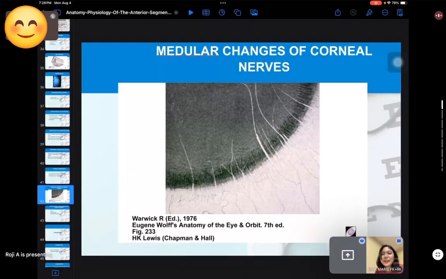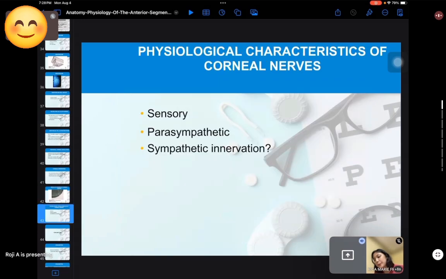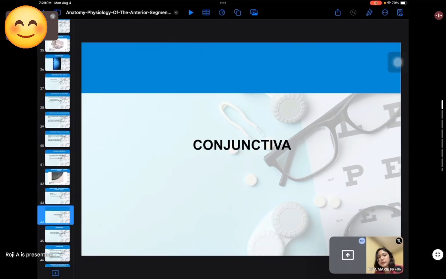Cornea po. They're mentioning cornea po sa comments po. Cornea. Very good. It is the cornea. More sensitive than sclera. There you go. Because of those nerves. All right. So this is your physiological characteristics: sensory, parasympathetic, and the sympathetic innervation.